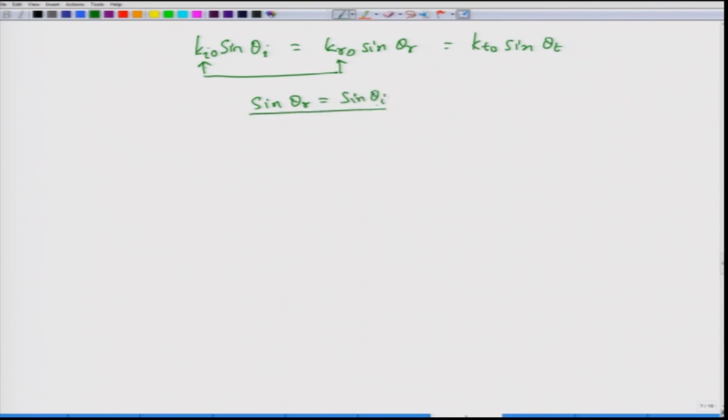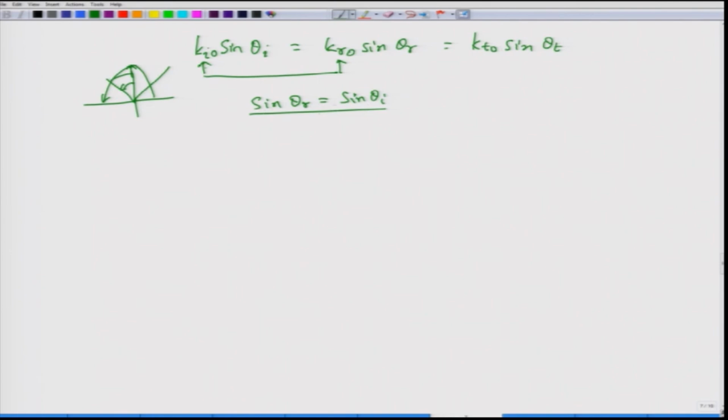Now, theta r and theta I is this angle that we are measuring, and this angle can be from 0 to pi by 2. As theta I varies from 0 to pi by 2, sin theta I will go from 0 to 1, and correspondingly that is equal to sin of theta r.